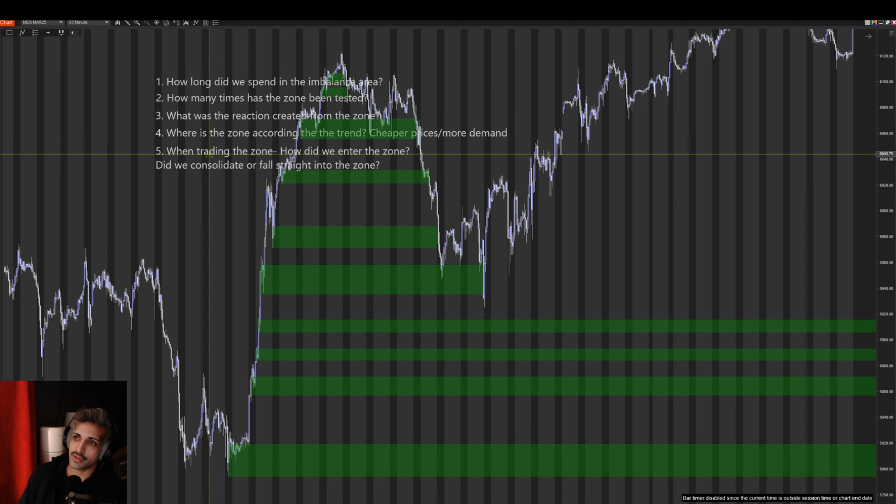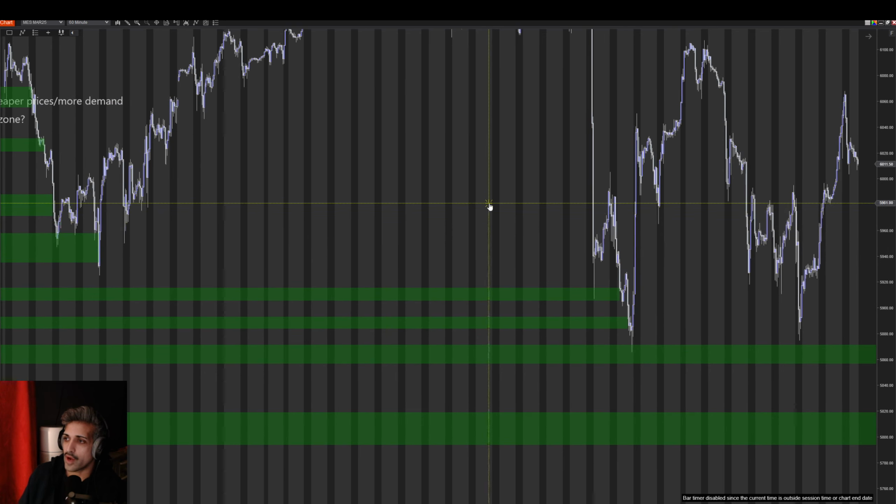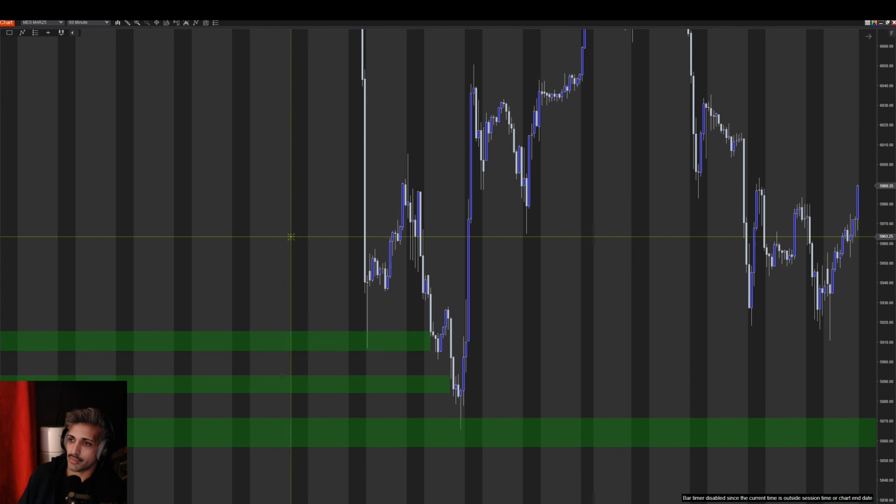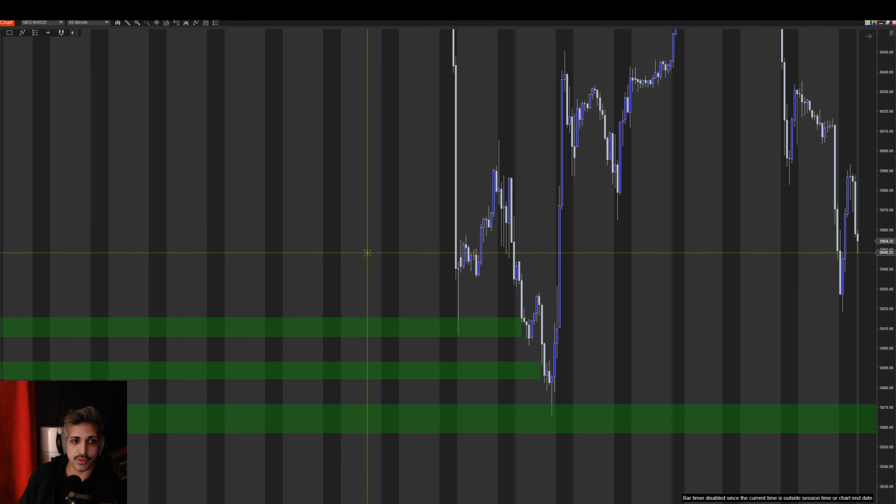Now to answer the question, when trading the zone, how did we enter the zone? I want price, if we're coming into a demand zone, I want price to be free falling into it. Why? Well, because if we stop before the zone, that just has a chance for sellers to catch up, accumulate more orders. And then if we start breaking down, we're creating more supply in the market. So I don't want to see supply created right before a zone.